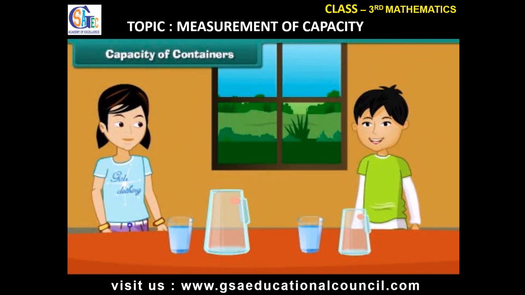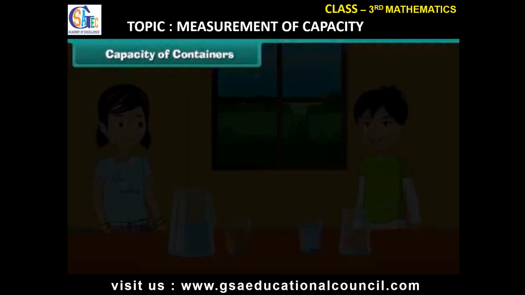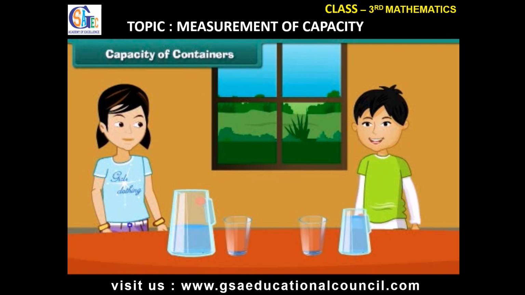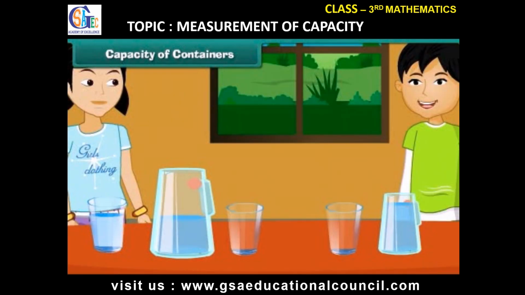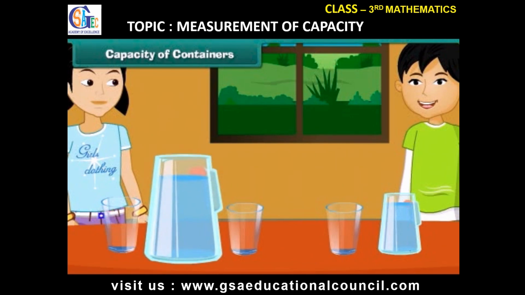Capacity of containers. Maria pours 1 glass of water in her jug. It looks like this. When John pours 1 glass of water in his jug, it looks like this. Maria thinks she will have to pour around 2 glasses of water to fill the jug, while John thinks he will have to pour 1 glass of water to fill his jug. Can you tell whose jug holds more water? Yes, you are right. Maria's jug holds more water.